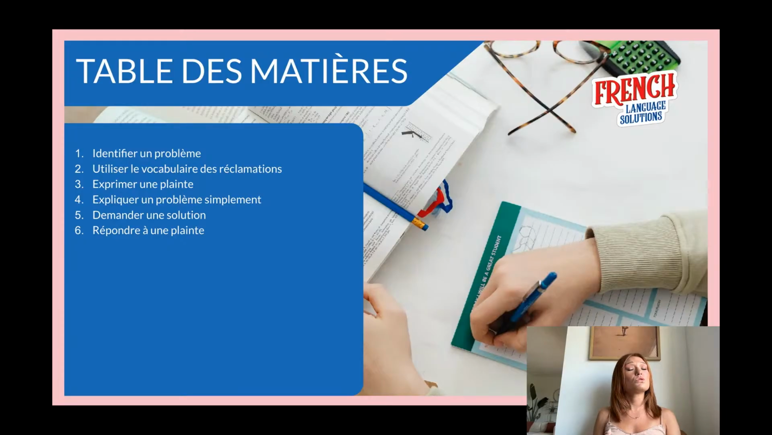Then, demander une solution. Of course, if there's a problem, the goal is to try to find a solution for it. So we're going to see all the different types of solutions that we can find facing the different kinds of problems that we might have. And last but not least, répondre à une plainte, which is to answer a complaint. And of course, I didn't write it, but as usual, we'll finish with a little exercise that you have to do to make sure that you understood all the vocab. If you want to practice a little more on those expressions, you're going to have a little easy, simple exercise at the end to practice on that topic.